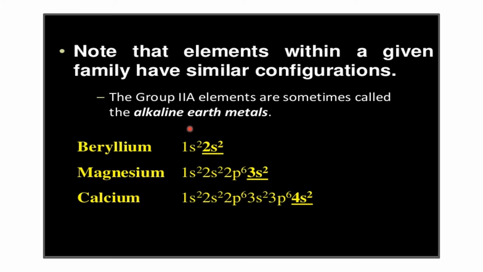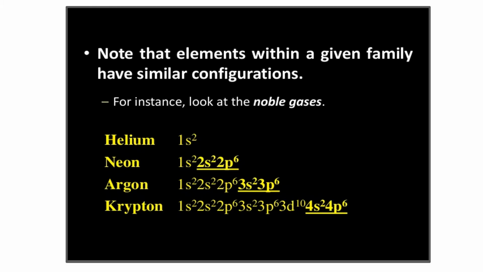One more point given here is that the group 2A elements are sometimes called the alkaline earth metals. Why they are called alkaline earth metals, we'll be discussing further in this session. Okay, let's move on to the next one.